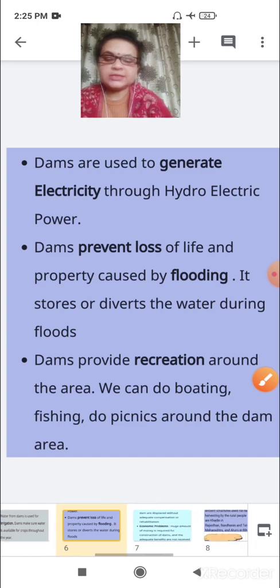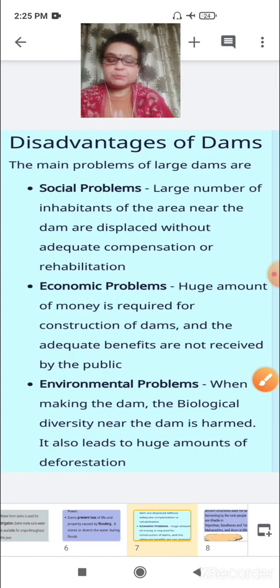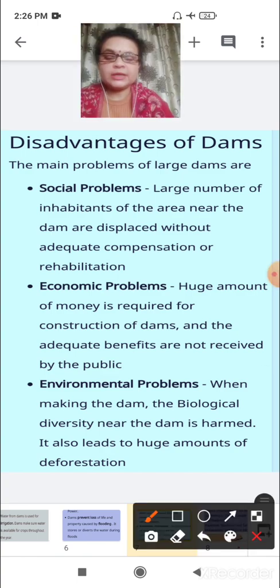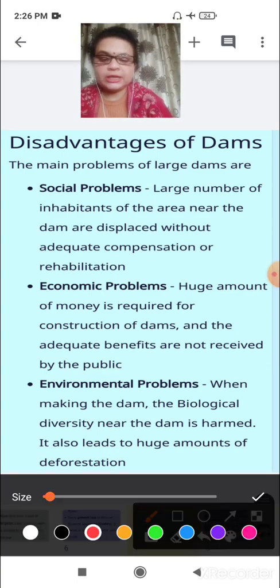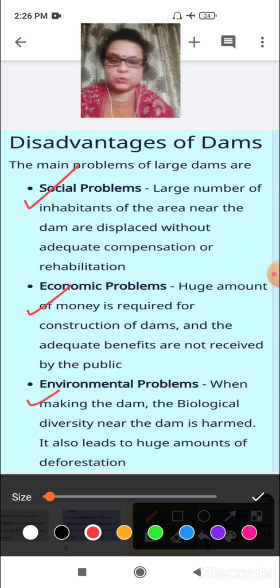Now, despite the advantages and profits of dams in various areas, there are some disadvantages of dams also, and some problems are due to large dams. The main problems of large dams are three major problems: social problems, economic problems, and some environmental problems also.